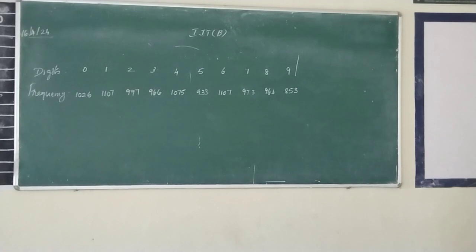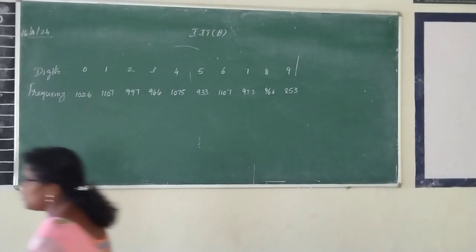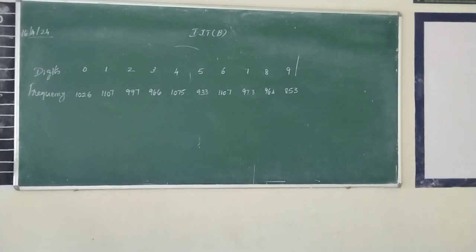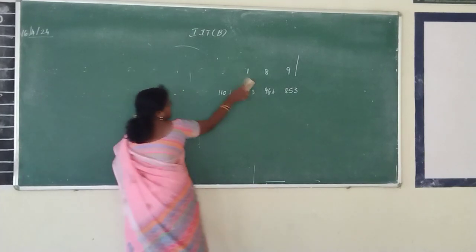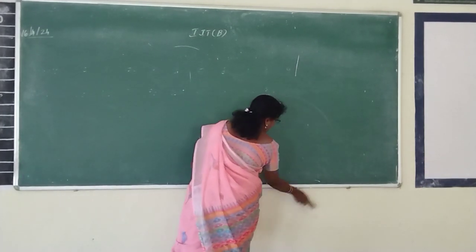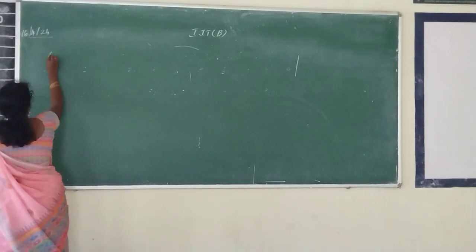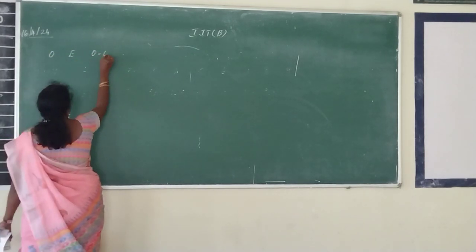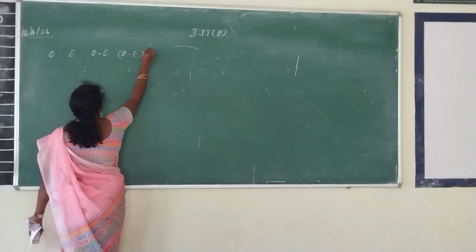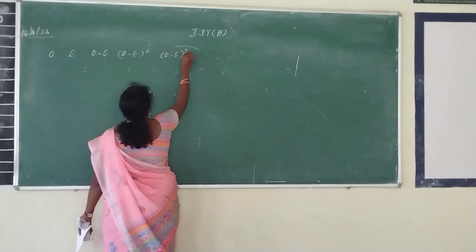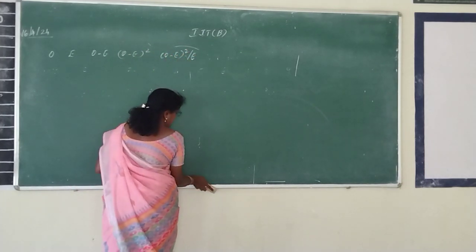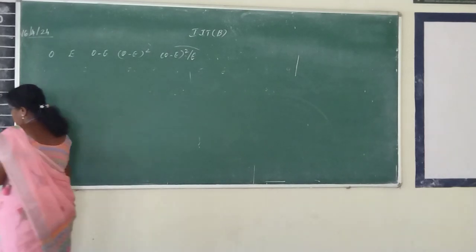What you have to do now? O minus E. You have to form that table to get your chi-square value. Form the table. First column O, second column E, third column O minus E, then O minus E the whole square, and then (O minus E) whole square by E. Form the same table.